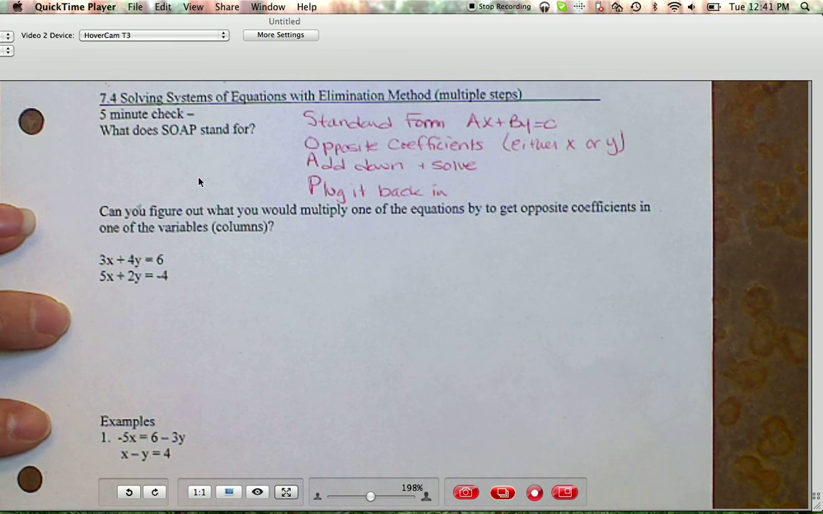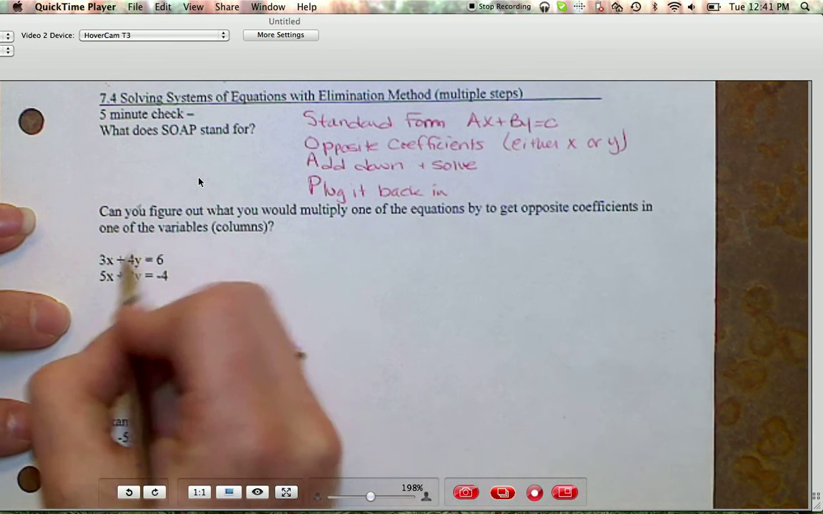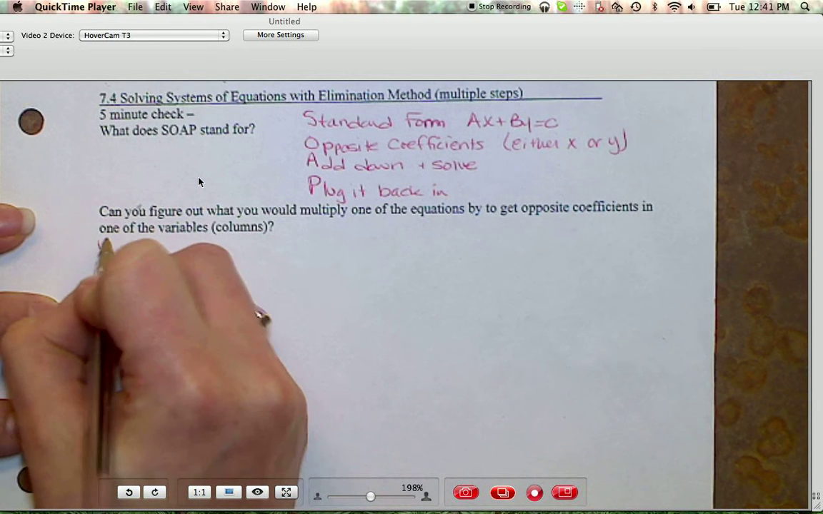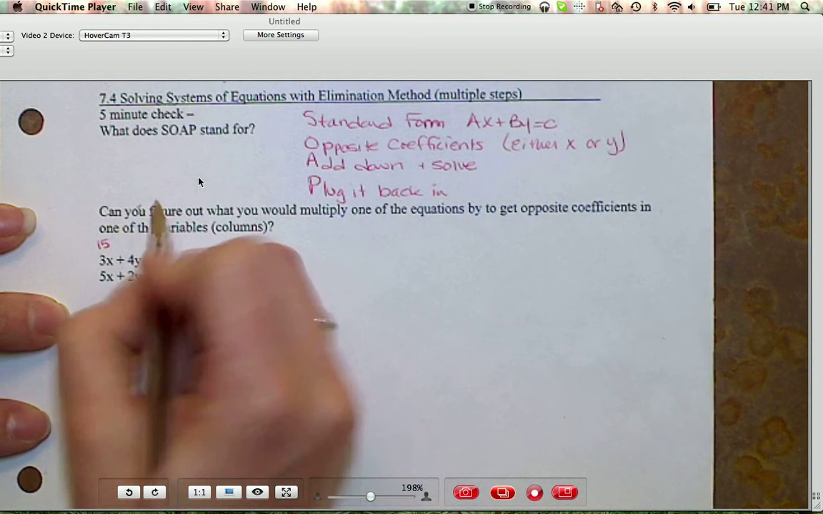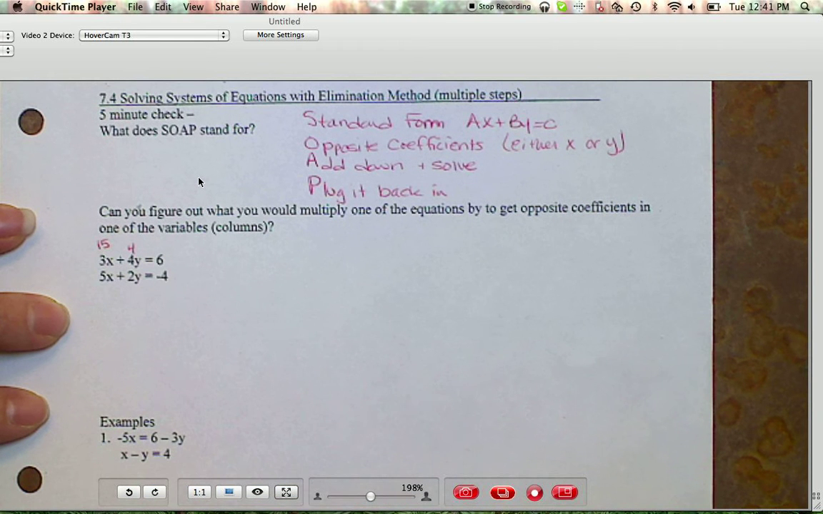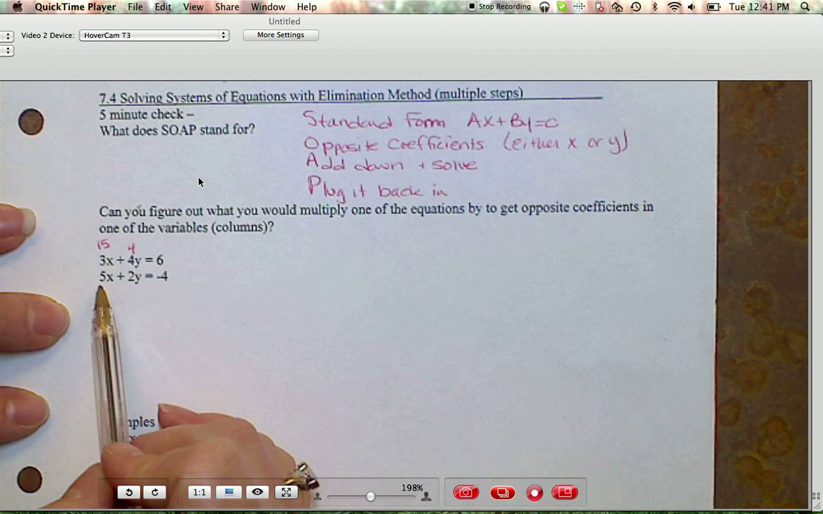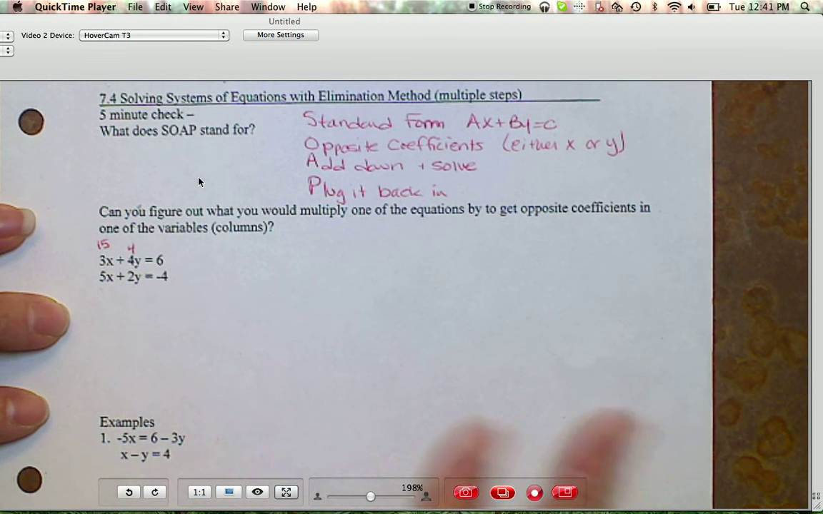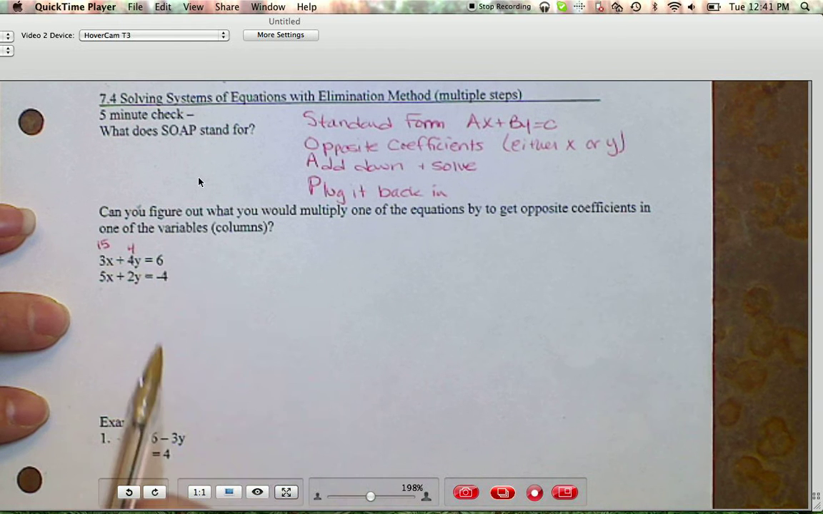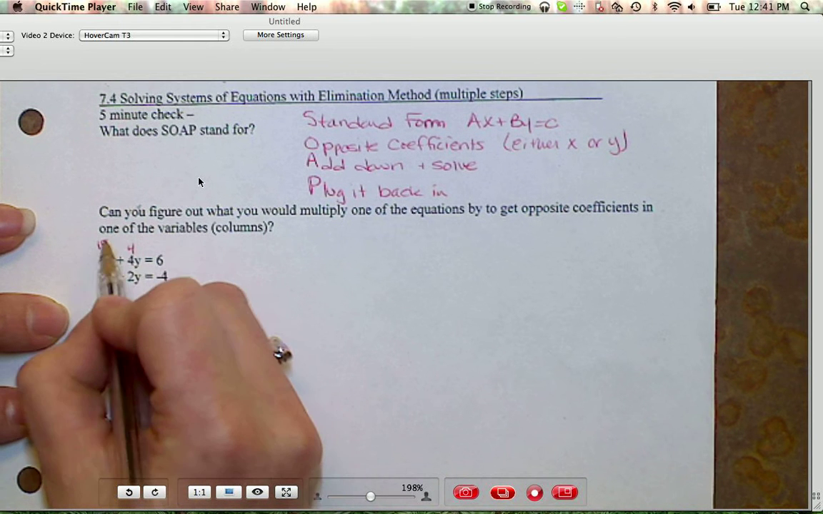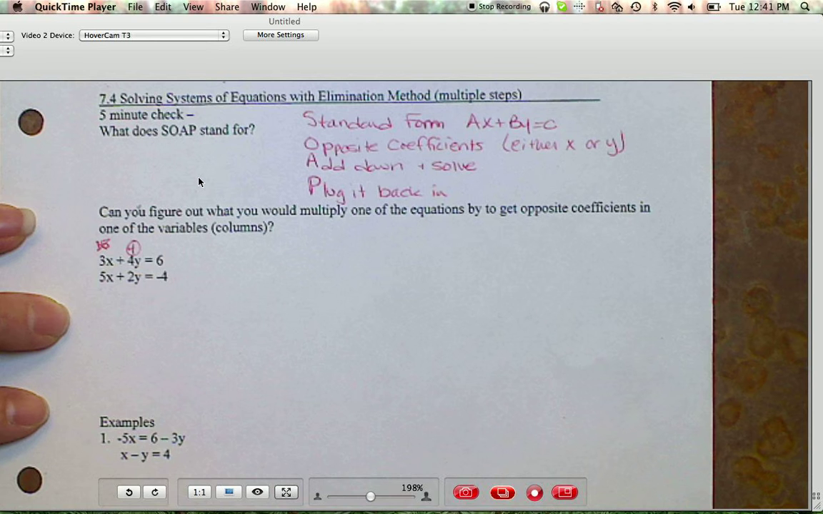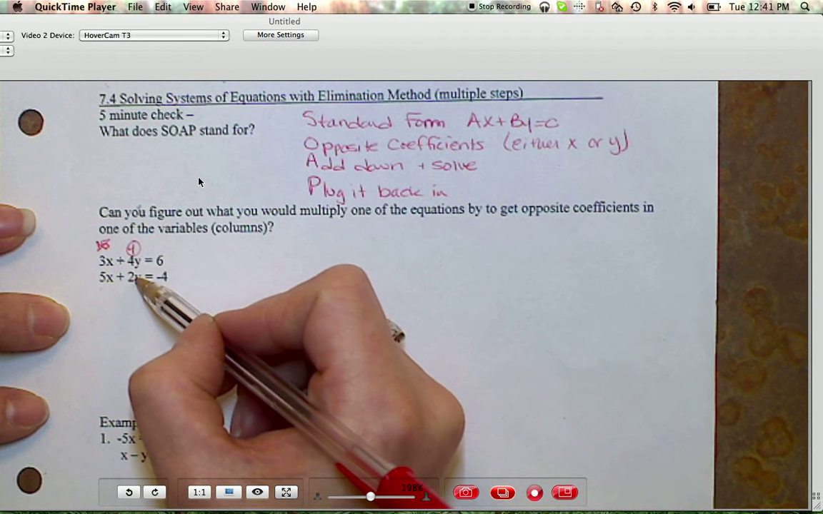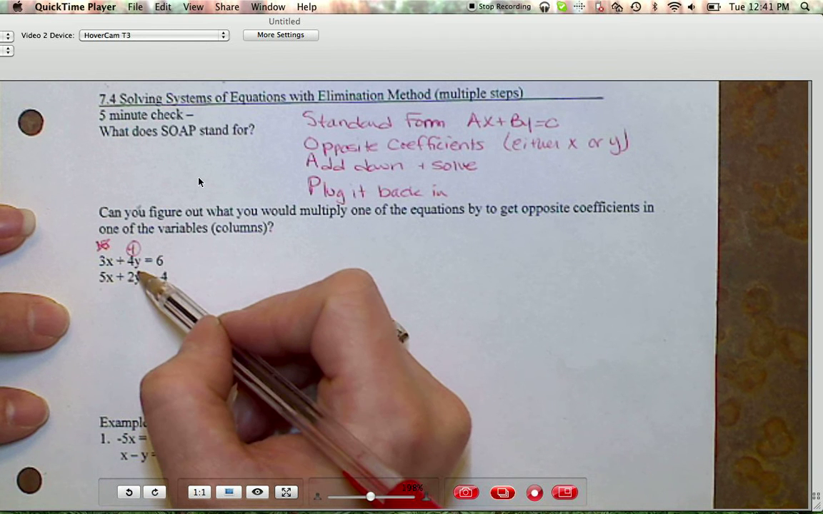Now we want to get opposite coefficients. In order to figure out what your opposite coefficients are going to be, you look at 3 and 5 and you say, what do 3 and 5 both go into? They both go into 15. 4 and 2 both go into 4. So you want to make a choice. Do you want to get these both to be 15 or these both to be 4? Now for two reasons, I would pick the y column. The first reason is because 4 is much smaller. But the second reason is that we already have one 4, and we just need to get this one to be -4 so that they're opposites.